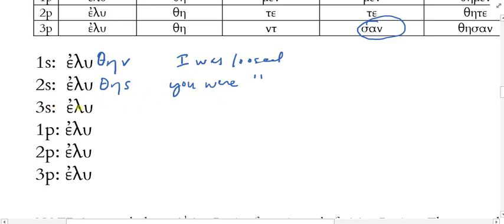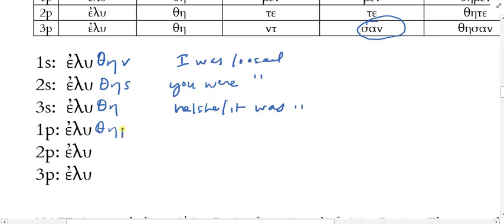Okay, third singular, elu, the. Elu, the. There would have been a tau here. The tau has dropped off because tau's at the end of the word cannot stay. Greek throws in the tau. He, she, it was loosed.